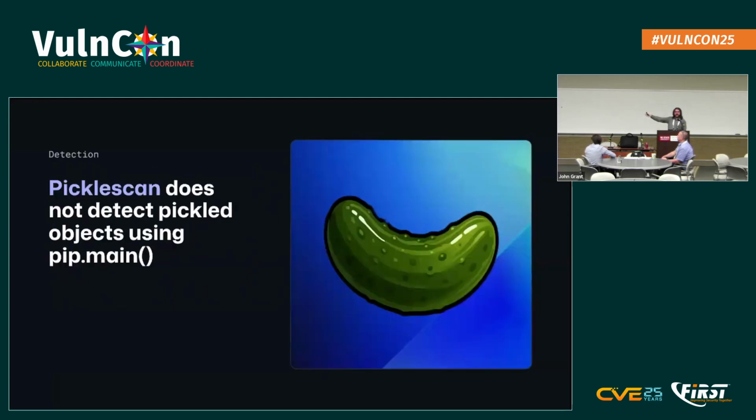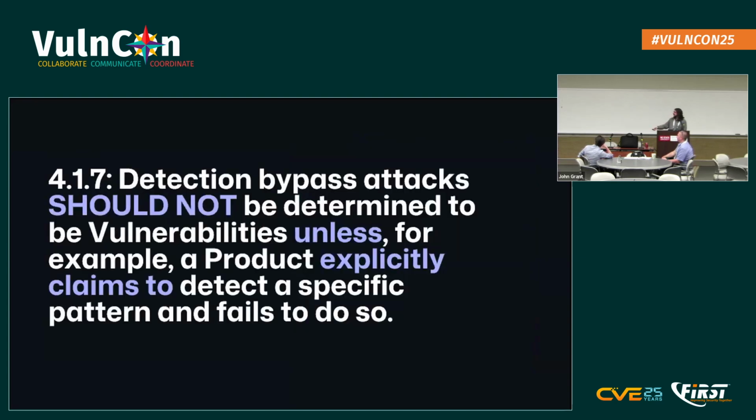All right. What about, let's say, pickle scan, which is designed to specifically detect pickle attacks? What if it misses it because the object's using pip.main? Does that get a CVE? We have some yeses, we have some no's. This one actually got one. It says it should not unless it explicitly claims to detect the pattern and fails to do so. So pickle scan asked for a CVE, so we gave them one.